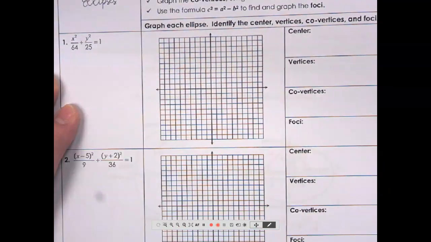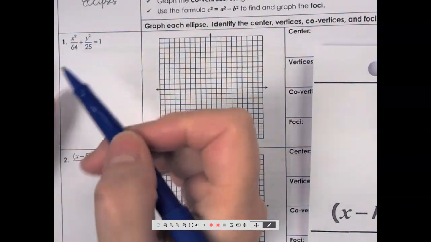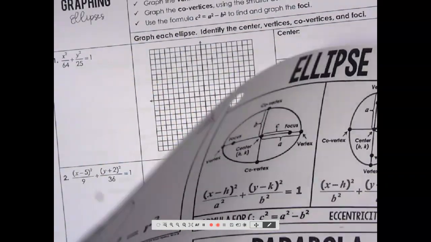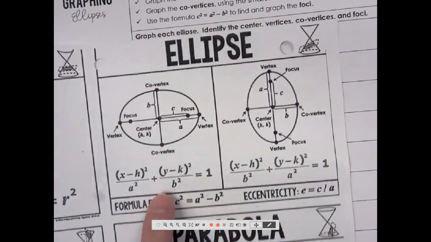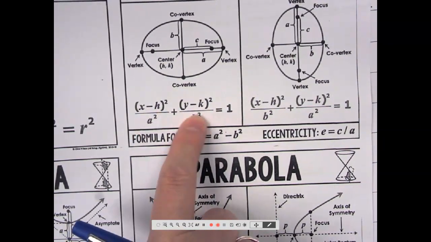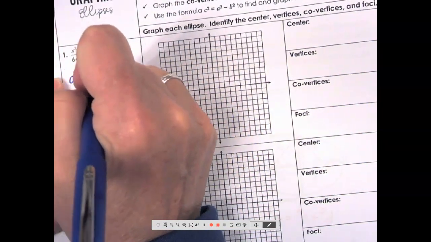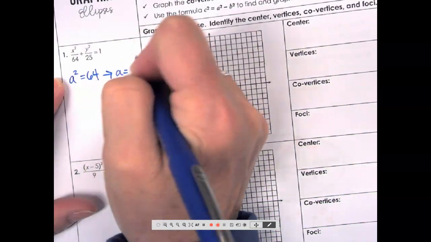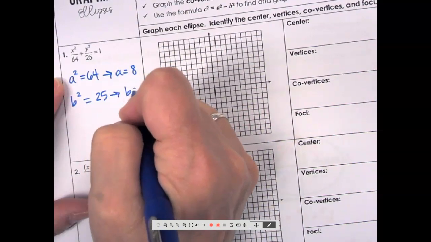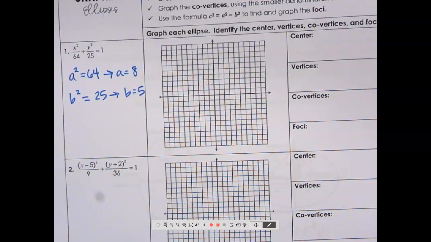Okay, in an ellipse, a squared, remember, is your longest distance. So which one of these denominators would be a squared? This is a, this is going to be a horizontal. I'll tell you how I knew that in just a second. This is going to be a squared in the denominator and b squared in the denominator. So if a squared is 64, what is a? 8. If b squared is 25, what is b? 5. That tells us how far out from the center we're going in each direction.